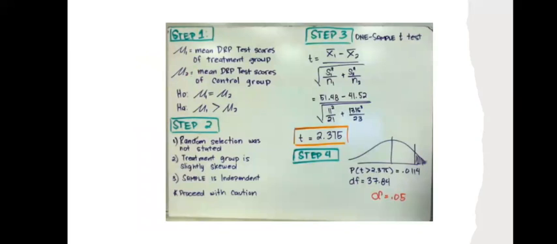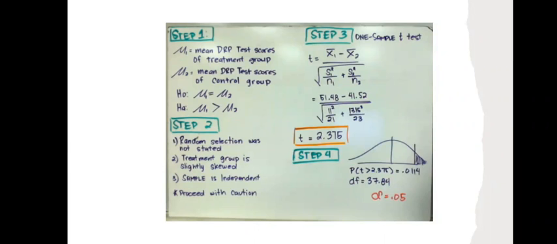So in step 1, mu1 was the mean of the DRP test scores for the treatment group, and mu2 was the mean of the DRP test scores for the control group. In this case, the null hypothesis is mu1 is equal to mu2, like there is no difference between the test scores of both the groups. But in the alternate hypothesis, mu1 is greater than mu2, since Damien was expecting that the reading ability of the treatment group would increase and test scores would be better.